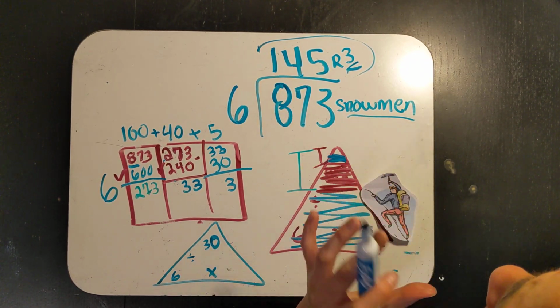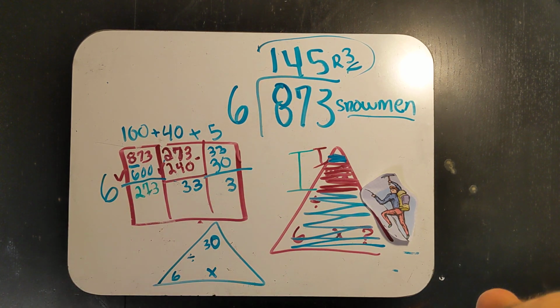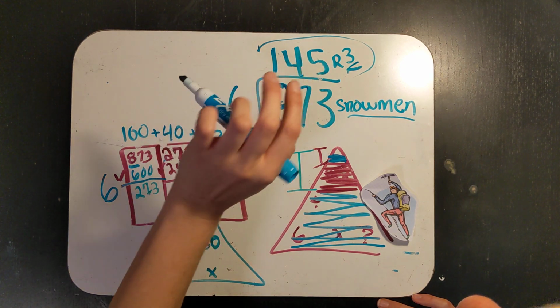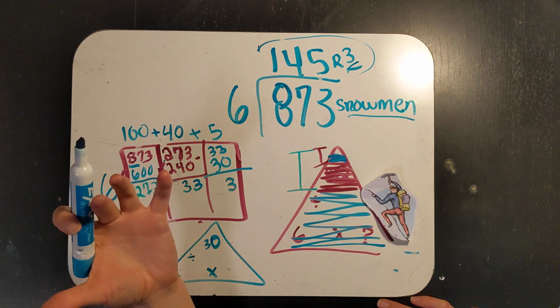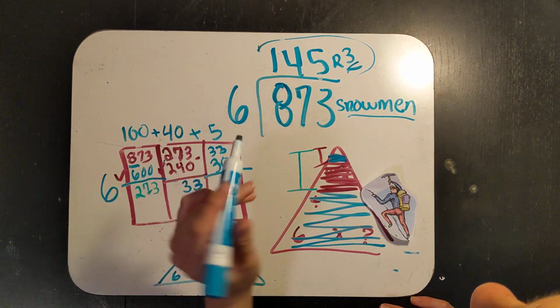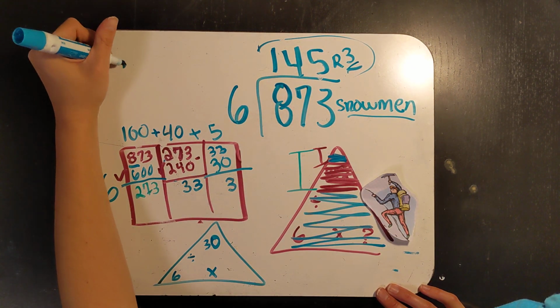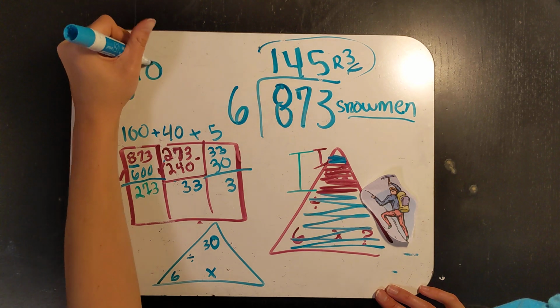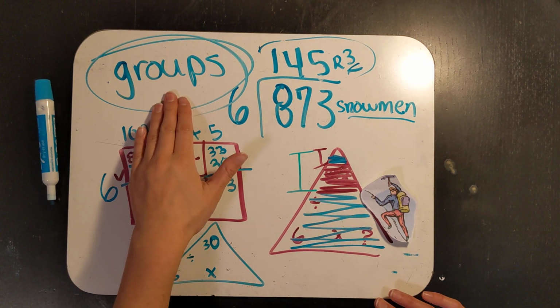But then the actual answer, it asks you how many groups Max made. There's no such thing as a remainder 3 group. So basically what Max did is he made 145 groups, and then he had 3 snowmen left over. So how many groups did he actually make? That is your job to figure out, and then make sure when you put in the label that you spell it correctly for column E.